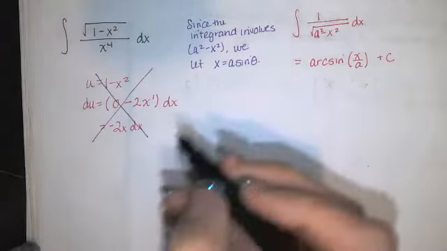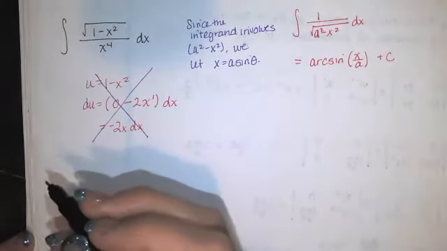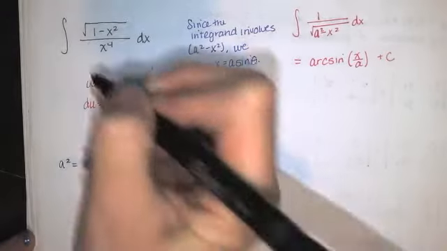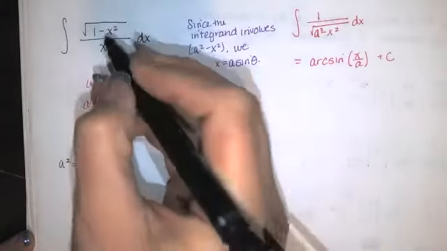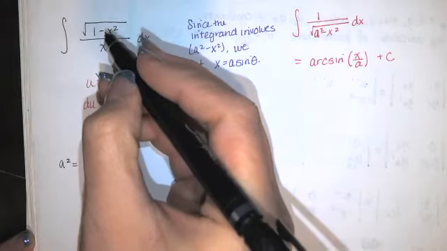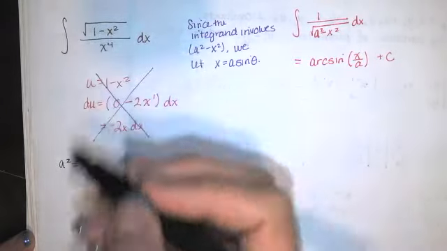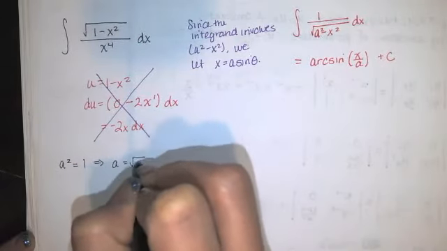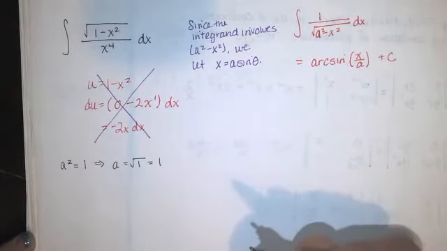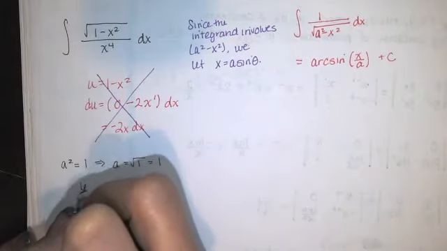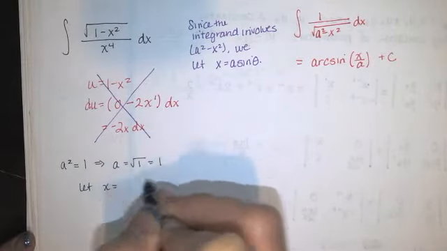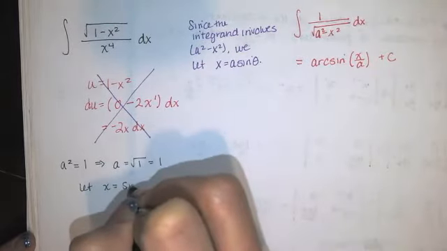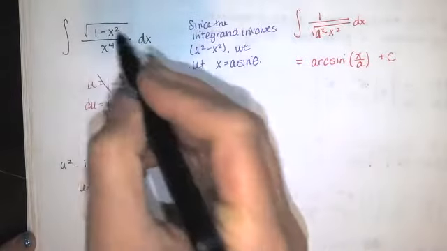Now, in order to do that, we need to prepare to substitute. The first thing that we do when we prepare to substitute is we identify a, first by identifying a squared. A squared is that number that you're subtracting the x squared from. And then you take the positive square root of that to get a. In this case, a is equal to 1. Then we let x equal a, which happens to be 1, times sine of theta. Again, because of the form of that integrand.